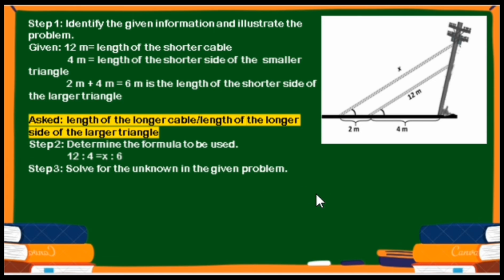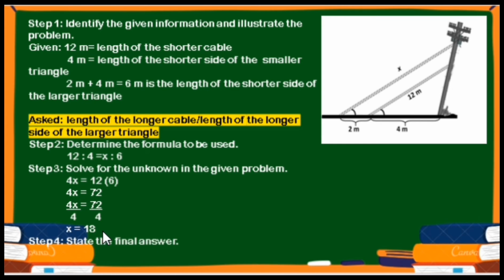Step 3. Solve for the unknown in the given problem. So let us multiply the means as well as the extremes. Our means are 4 and x. We have 4 times x is equal to, our extremes are 12 and 6, so 12 times 6. So 4x is equal to 12 times 6, which is 72. After that, divide both sides by 4. So we have 4x divided by 4 is equal to x, and 72 divided by 4 is equal to 18.